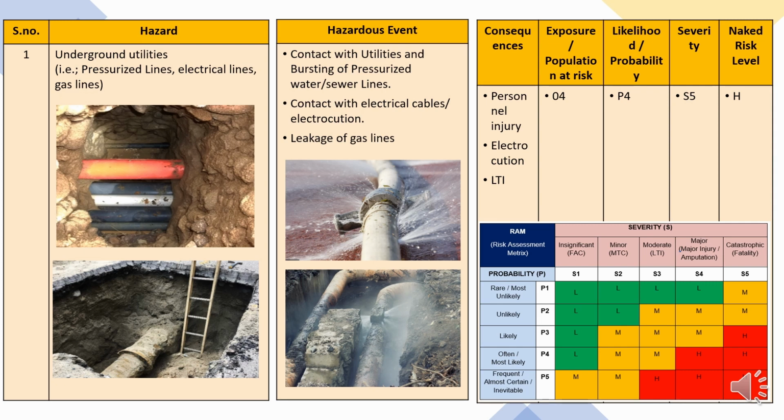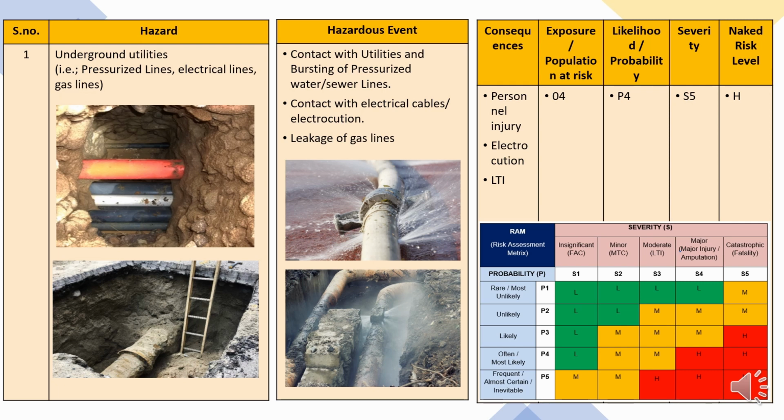So let's calculate the exposure or population at risk. Suppose there are 4 persons working in the excavation area who may be exposed to these underground utilities. Let's take the likelihood or probability. The likelihood or probability we are considering without considering the existing control measures. So suppose there are no control measures in place. In that case, the likelihood of getting contact with these underground utilities is P4. So by using the below risk assessment matrix, we can see P4 means it may happen often or most likely.